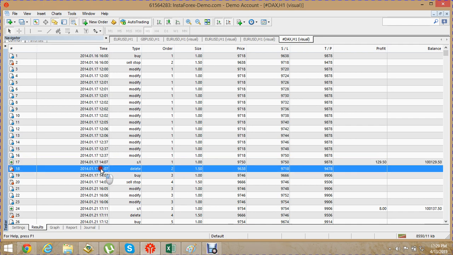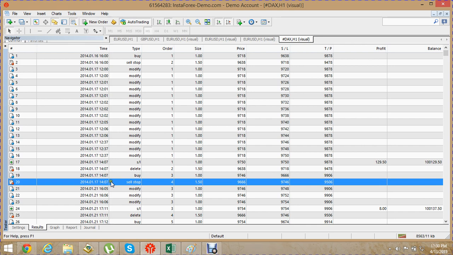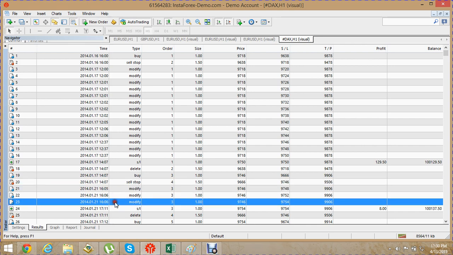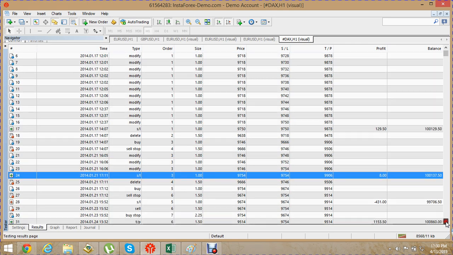Then it deleted the pending trade when my trade hit the SL, that is the trailing stop. When it hits the trailing stop, my EA deletes the pending trade, and it waits for the next signal to arrive to place the next trade. So at this time the EA was giving a signal to buy. It placed the buy trade right at that time, and it placed a sell stop also at that time.